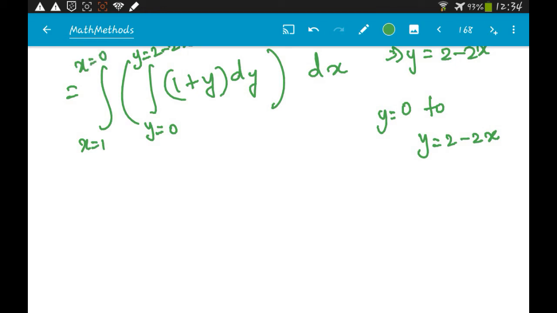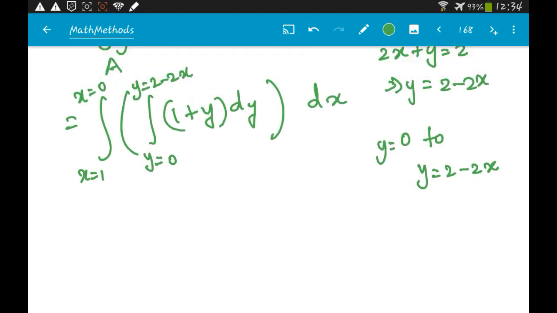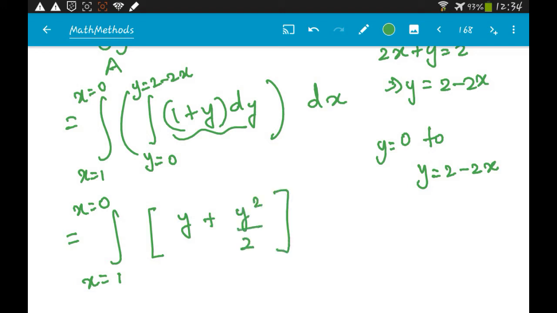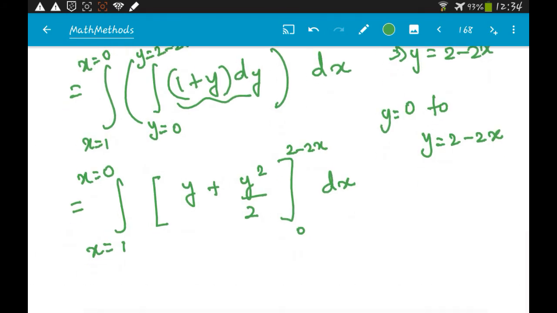Alright, now let's see what it is. And then you will get over here, if you integrate this, you are going to get y plus y squared by 2, and this goes from 0 to 2 minus 2x. This is dx. Okay.